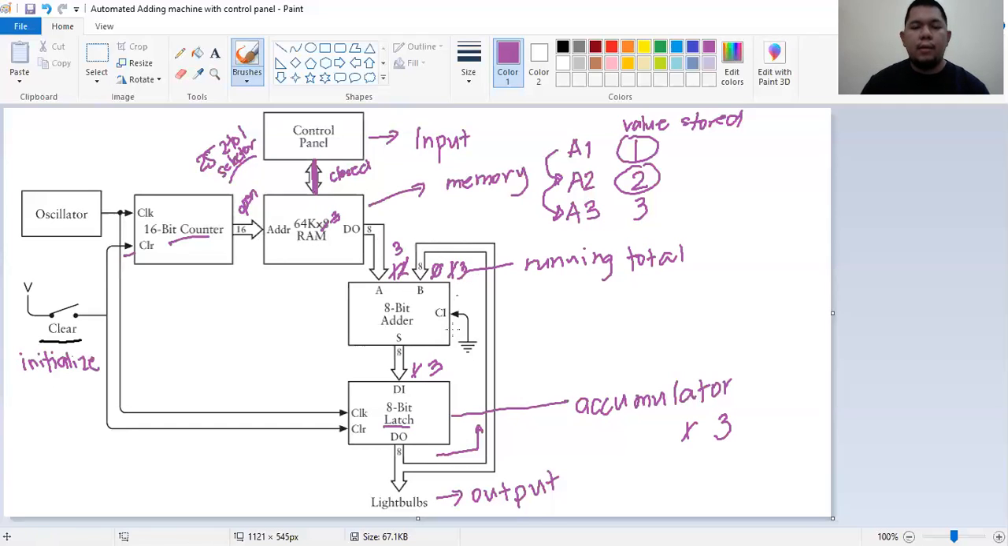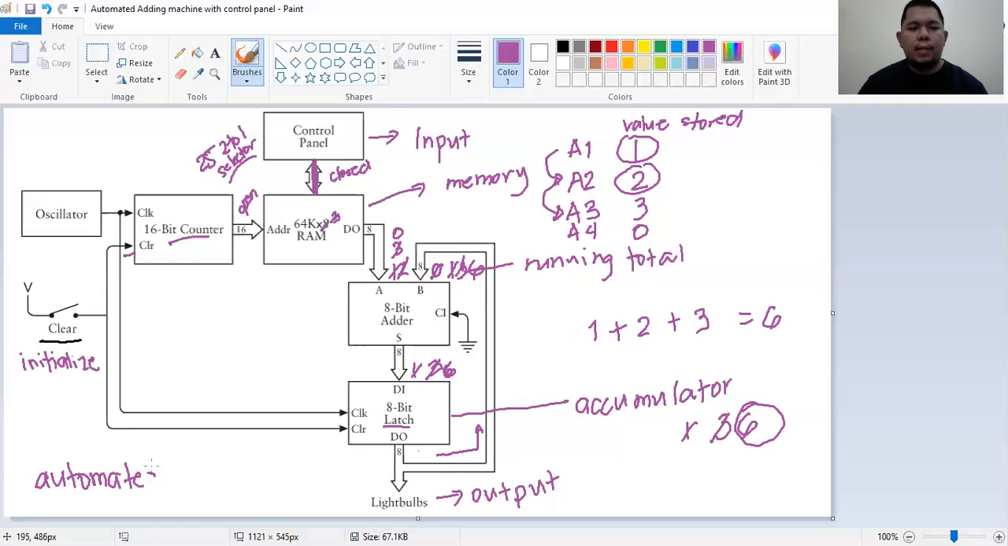So 3 plus 3 equals 6, and then we have the value of 6 here, and this becomes a running total of 6. Now, since our A4 is not defined, it has a default value of 0. 0 plus 6 is still 6, and this is stored here. So finally, we have a final accumulated value of 6, which is 1 plus 2 plus 3 equals 6. All right. So this is an automated adding machine.